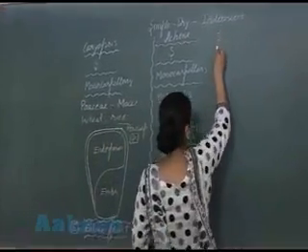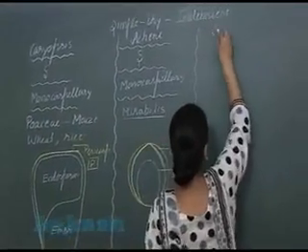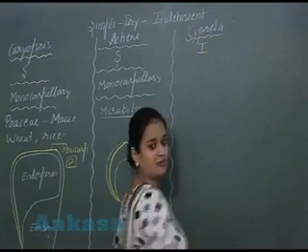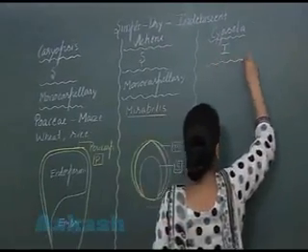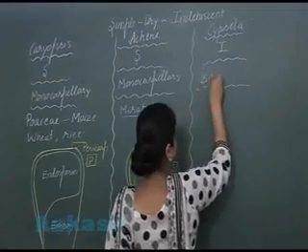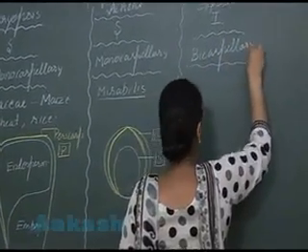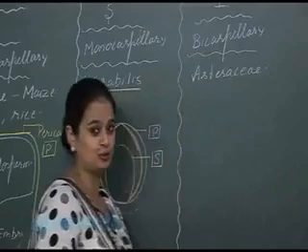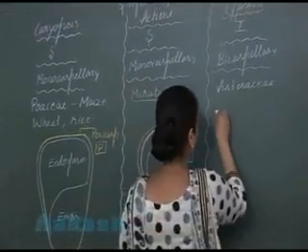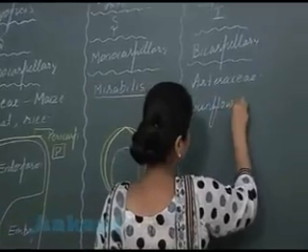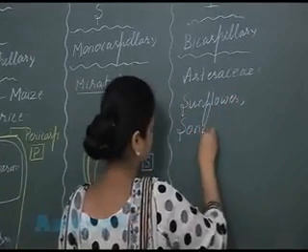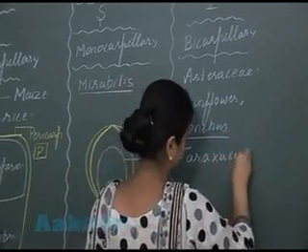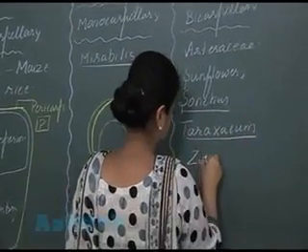Now coming to the next one, that is Cypsela. In the Cypsela, the fruit is formed from inferior gynoecium. Now this gynoecium is bicarpellary, and this fruit is present in the members of Asteraceae family. It is very well known to you, Asteraceae is the sunflower family. So here we can write examples: sunflower, another one Sonchus, then Taraxacum, and Zinnia.